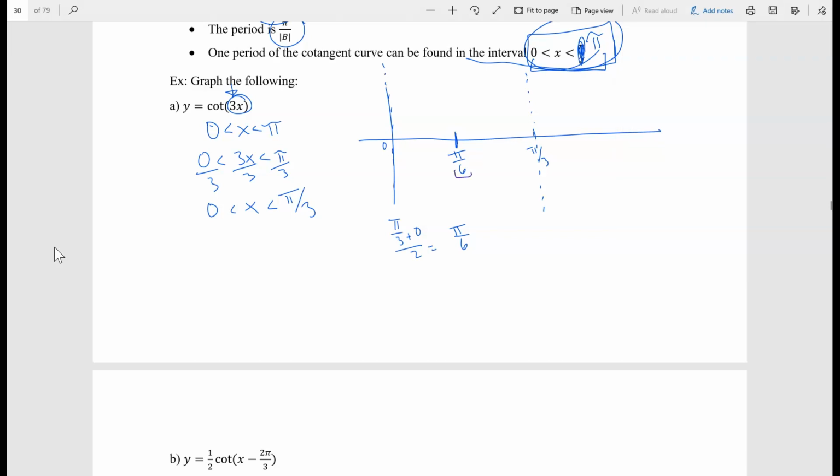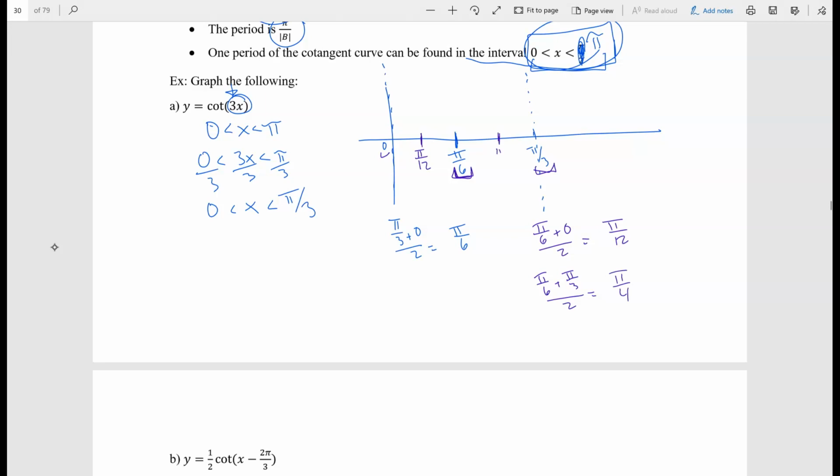Now we're going to take this pi over 6 and add it to 0, and then divide it by 2. It's going to give me pi over 12. So this guy is going to be pi over 12. And then finally, we're going to look at pi over 6 and pi over 3. So pi over 6 plus pi over 3, divided by 2, is going to give me pi over 4. Okay, so this guy is going to be pi over 4.